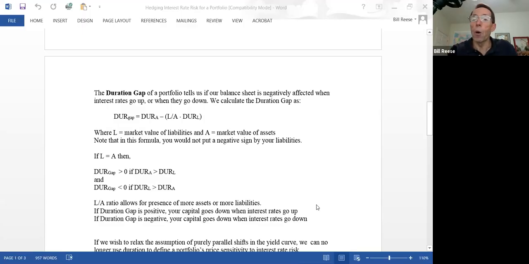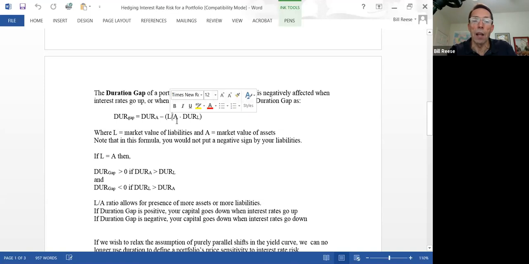So let's suppose our assets and liabilities are equal to each other. If we've got the same market value of our assets and liabilities, then the duration of your assets minus the duration of your liabilities is the duration gap. If you have more liabilities than you have assets, then we put a heavier weighting on the duration of your liabilities, right? Because the L over A is going to be greater than 1. If you have more assets than liabilities, then L over A will be less than 1, and you put a lower weighting on the duration of your liabilities.